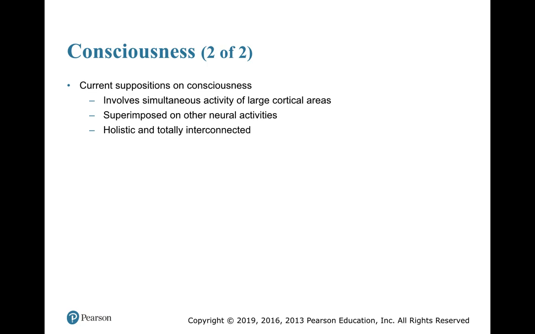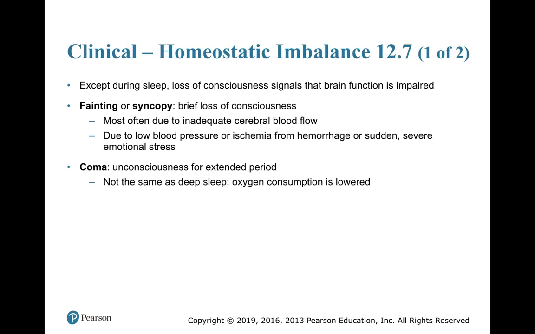There are suppositions on how consciousness is created. We know, however, that it involves the simultaneous activity of large cortical areas, that it is superimposed on all the other neural activities, that it is entirely holistic and totally interconnected. It seems to be an emergence phenomenon, that it's more than the sum of its parts. So, except during sleep, loss of consciousness signals that the brain function is impaired.